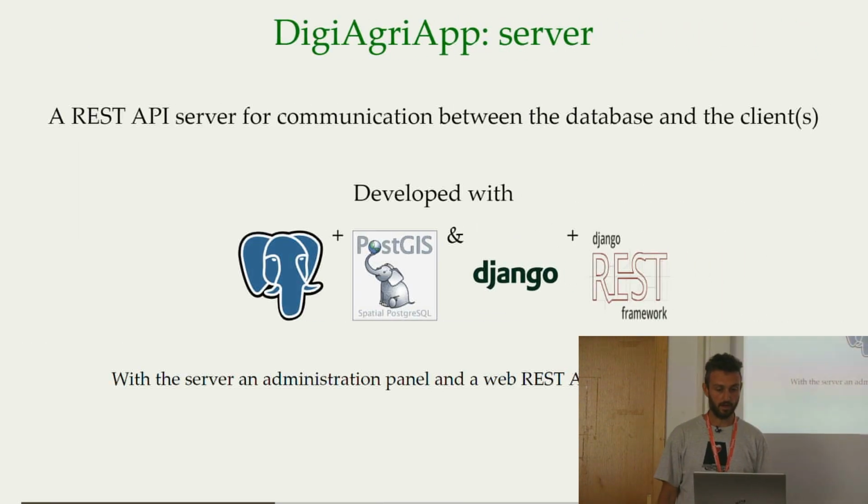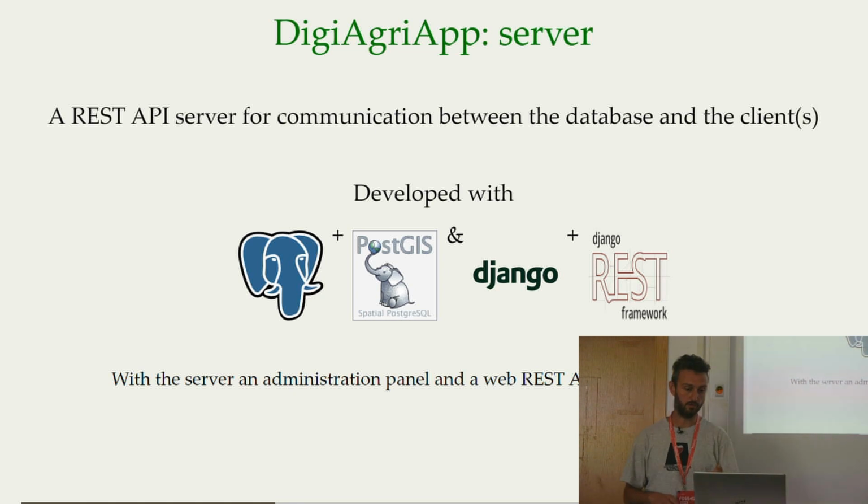And so I told you that it is a server and client. So let's see how the server is developed. As I told you before, it is a REST API based on PostGIS and Postgres as databases, and the API itself is developed with Django and mainly Django REST framework, and a lot of other smaller Python libraries like PyStack.